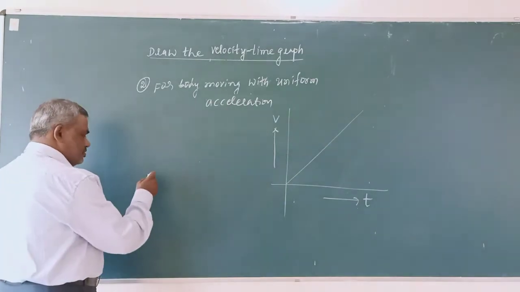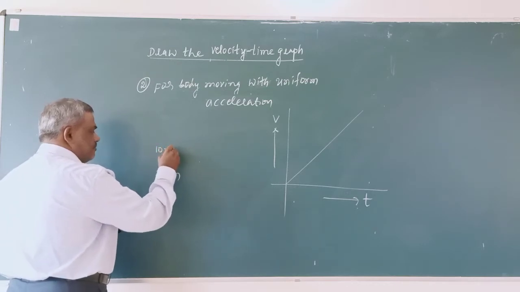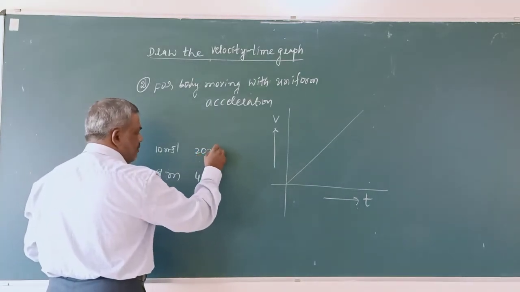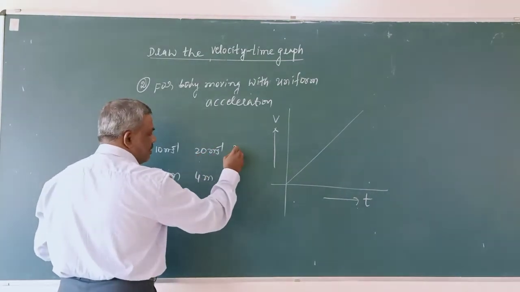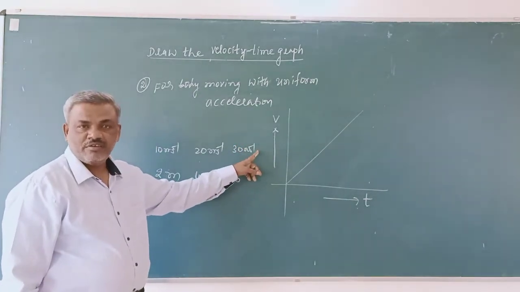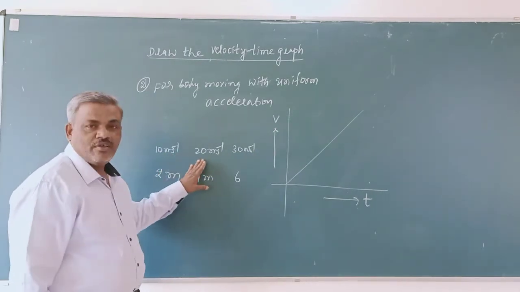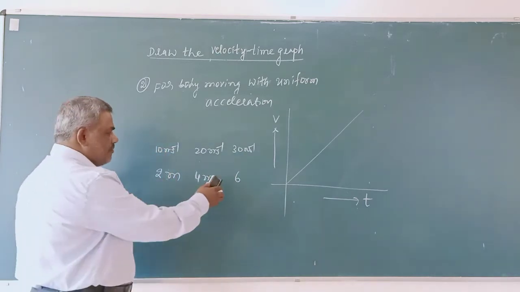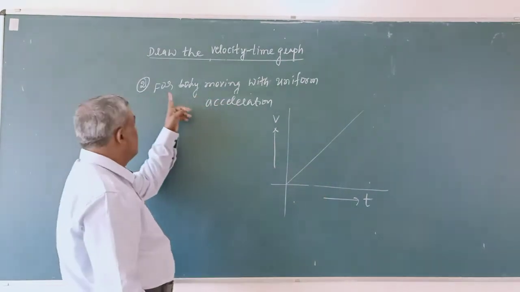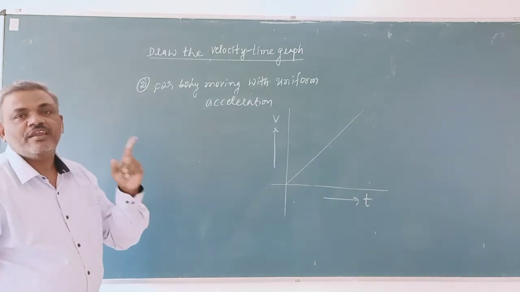For example, 2 minutes, maybe 10 meter per second. After 4 minutes, 20 meter per second. After 6 minutes, 30 meter per second. 8 minutes, 40 meter per second. So every 2 minutes, the velocity increases. Then the graph gives a straight line. This is a straight line. So this graph indicates a body moving with uniform acceleration. This is the second graph.